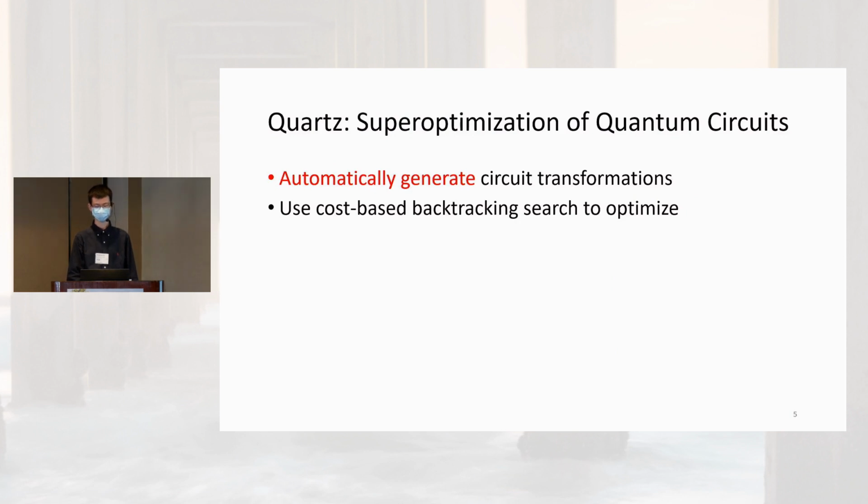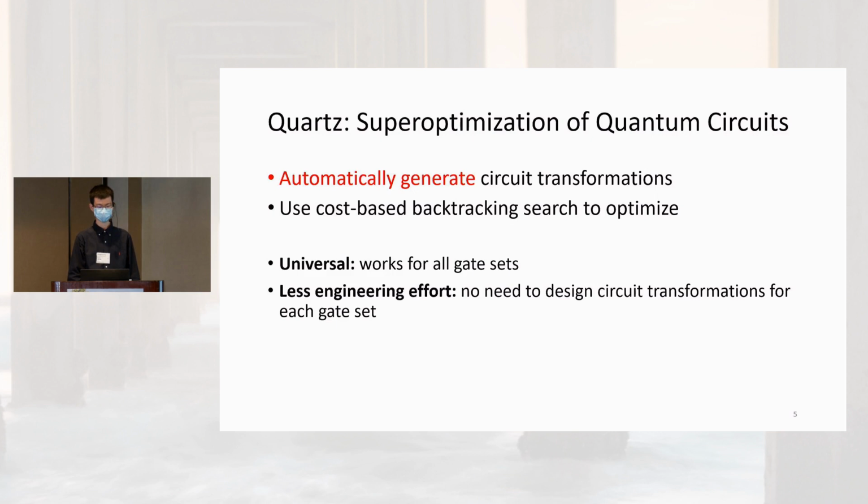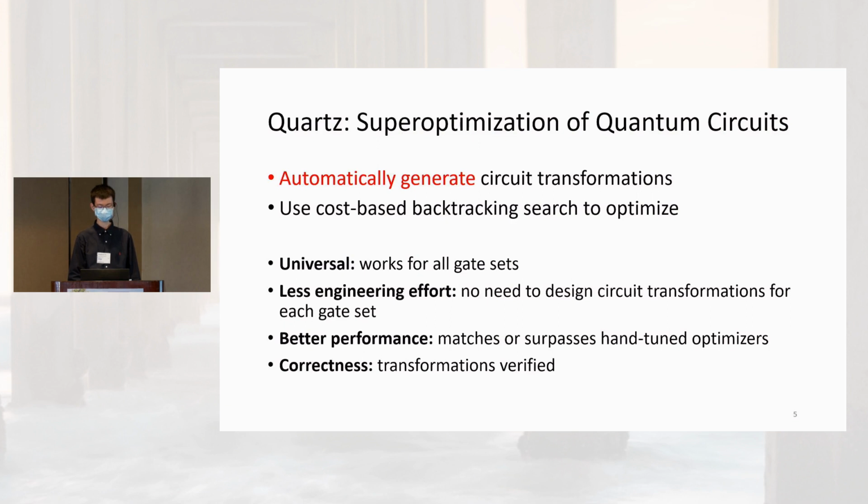In Quartz, our idea is to automatically generate circuit transformations and use cost-based backtracking search to optimize. So why is this a good idea? First, it's universal, in that it works for all gate sets. And it requires less engineering effort because there's no need to design circuit transformations for each gate set. It also leads to better performance, in that it matches or surpasses existing optimizers. We also have our transformations verified, so it also guarantees correctness.